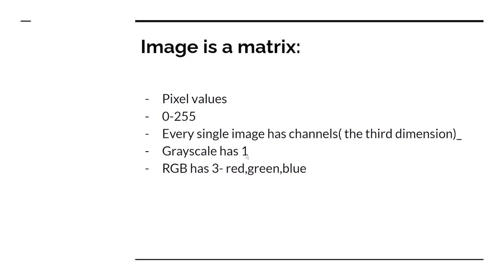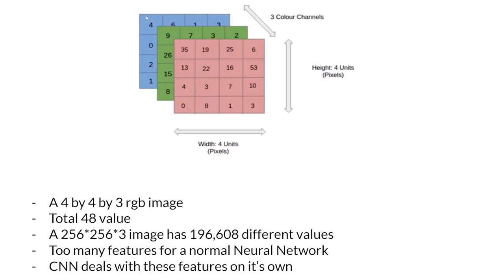For a grayscale image, there's only one channel. The pixel is either on or off. And for the RGB image, there are three channels: red, green, and blue. The color which you see in an image is the linear combination of the pixel values from these three channels. So here's an example of a 4 by 4 by 3 image. There are a total of 48 pixel values.